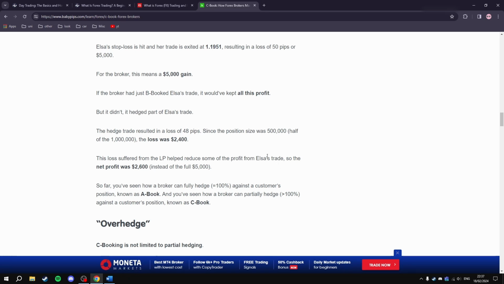So far, you've seen how the broker can fully hedge 100% against the customer's position, known as A-book, and you've seen how the broker can partially hedge, less than 100% against the customer's position, known as C-book. Wait, should that be more than 100%? It should be the other way around. Oh no, that is the right way.